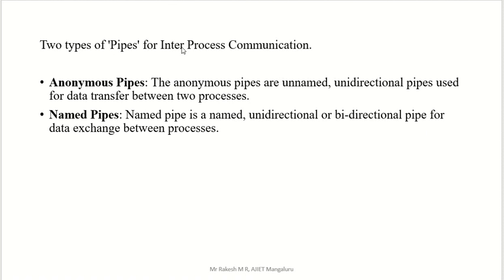There are two types of pipes for inter-process communication: anonymous pipe and named pipe. Anonymous pipe means the pipe doesn't have any name, so it is unauthorized. A named pipe means there is some name, so there is authority. Anonymous pipes are unnamed and unidirectional, but named pipes are unidirectional or bidirectional with some name. Both are used for information exchange.